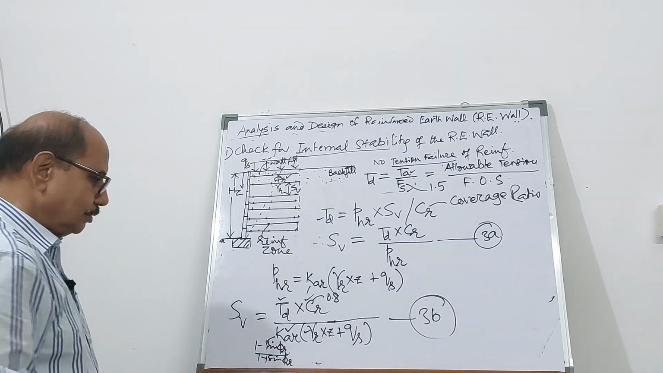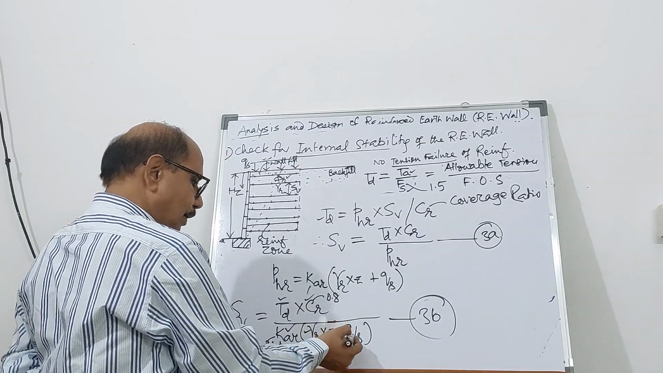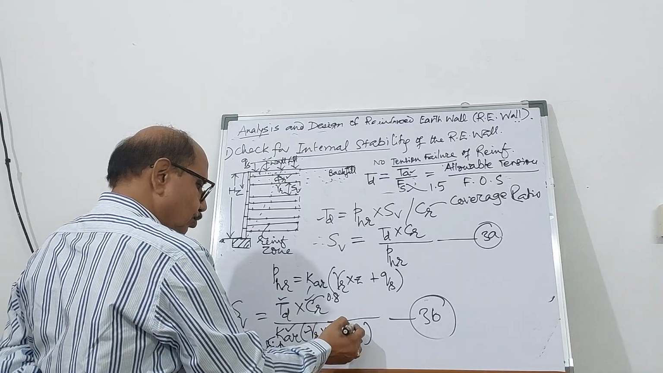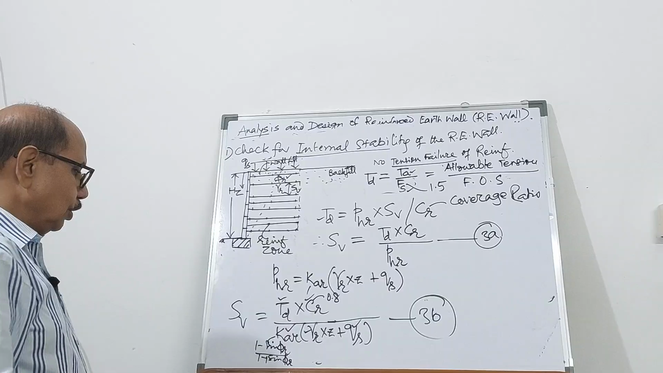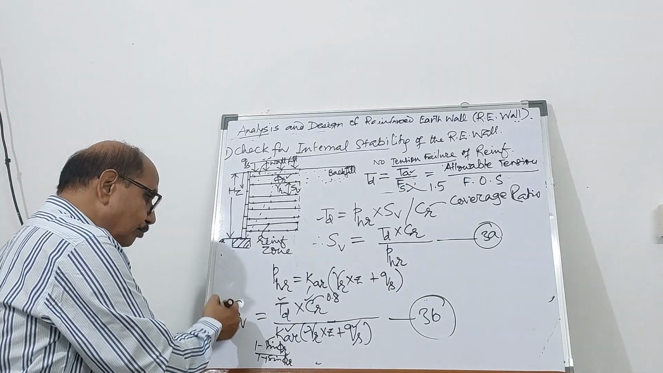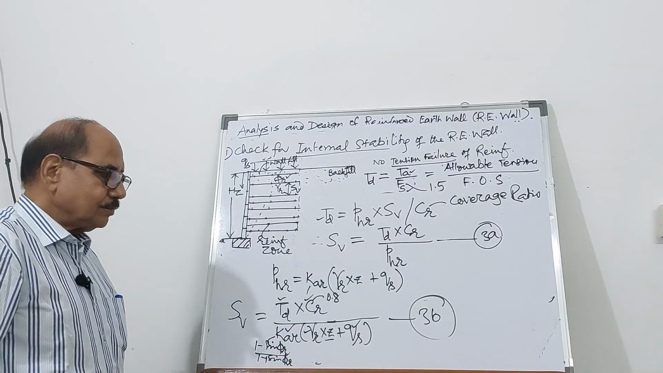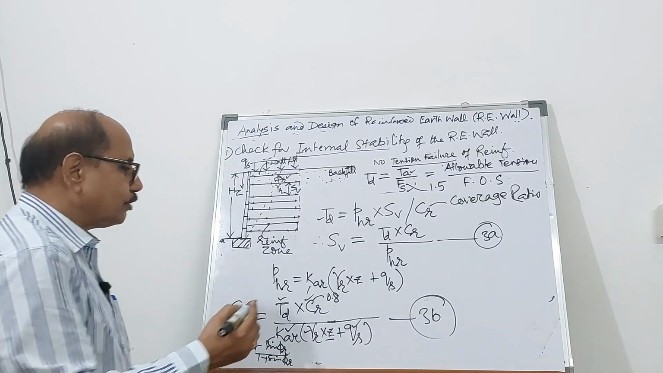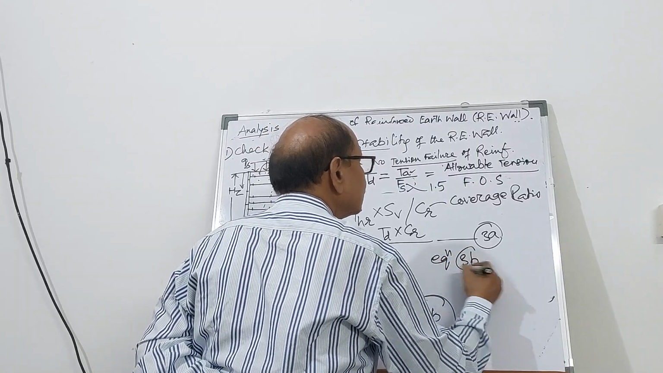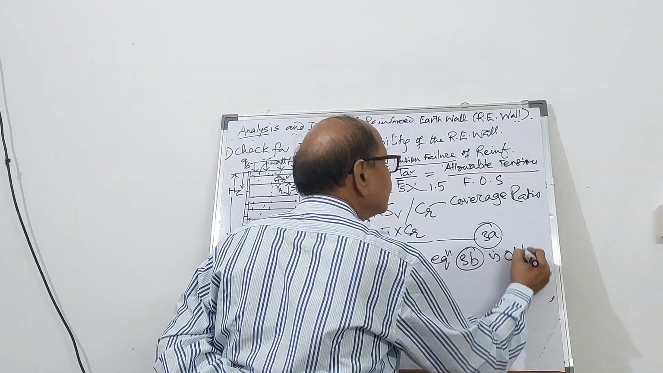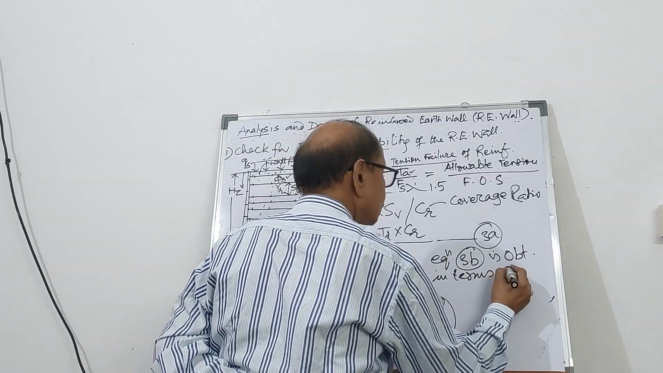Unit weight, Z, plus surcharge is known to you. So you get this equation 3b in terms of Z. So the equation 3b is obtained in terms of Z.